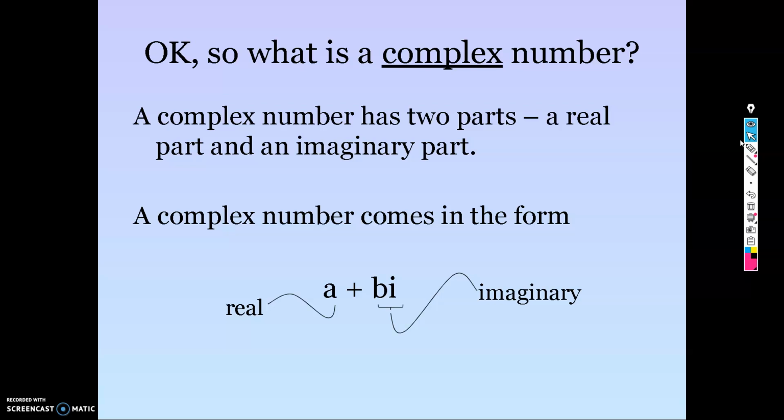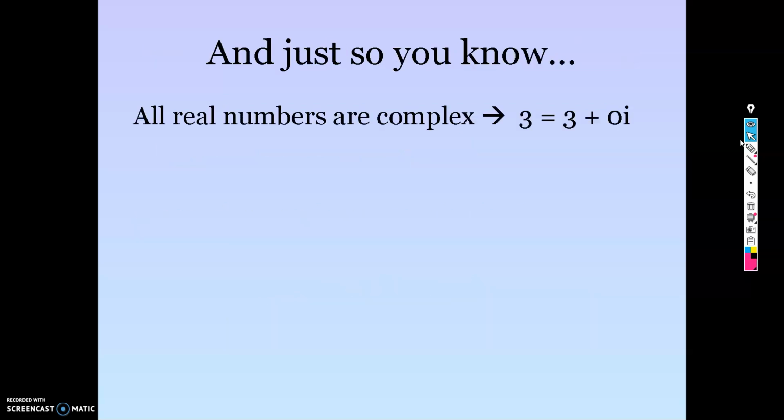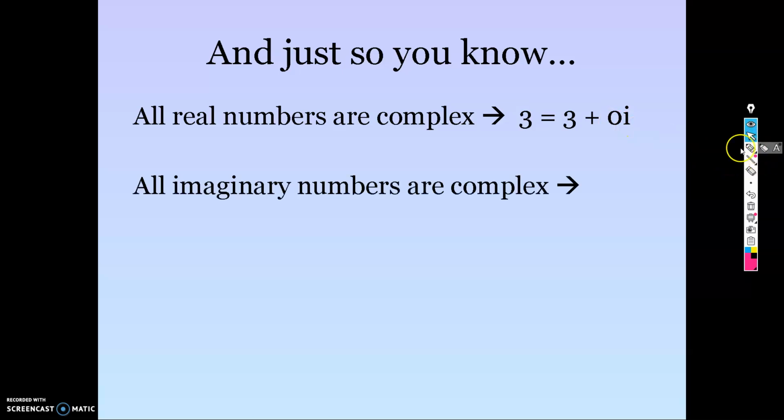So every complex number has two parts, the real part and the imaginary part. And just FYI, all real numbers are complex numbers. Real numbers are a subset of the complex numbers. So regular old 3 is really equal to 3 plus 0i. And all imaginary numbers are also complex numbers. They just have 0 for the real part. Real numbers have 0 for the imaginary part.